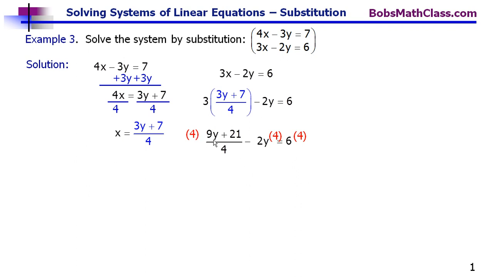Now over here, we don't have to distribute the 4, because what's going to happen is they're going to reduce. We can line out these 4's. Okay, so bring down the 9y plus 21, multiply the 2y times 4, don't forget this minus sign, and the 6 times 4. Okay, so 9y plus 21 minus 8y equals 24. Add the like terms and get the variable by itself.